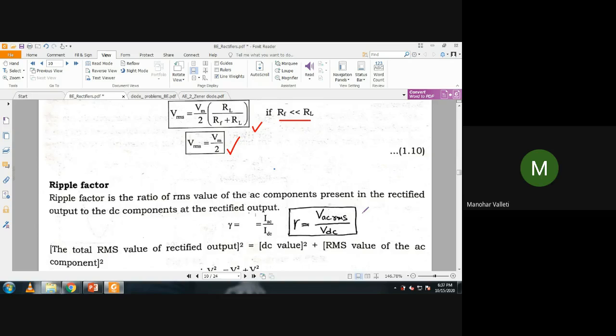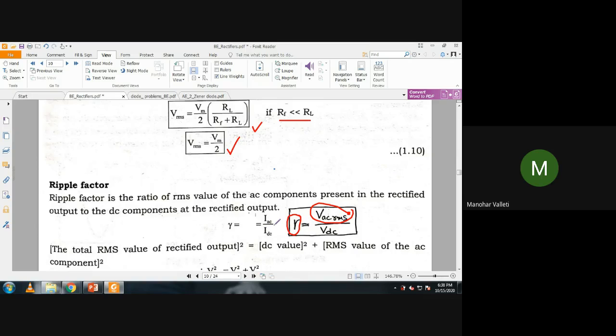Can you please respond? In the rectifier output, do you want more AC components or less AC components? Less AC components, right? If there are fewer AC components, this quantity will be lesser, and then the ripple factor gamma has to be lesser, right? For a good rectifier, the AC components in the output have to be as few as possible, so that the ripple factor is as small as possible.